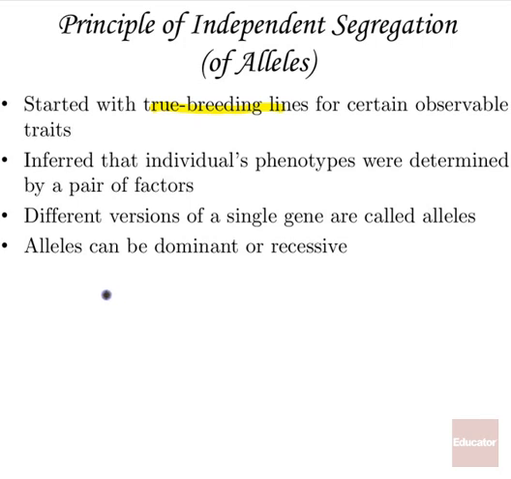All right, so if it's a green pea, then when you mate two green peas together, you get only green peas. Okay, now he inferred that an individual's phenotype was determined by a pair of unit factors, right? And nowadays, we call these unit factors genes. And he said different versions of a single gene are called alleles.